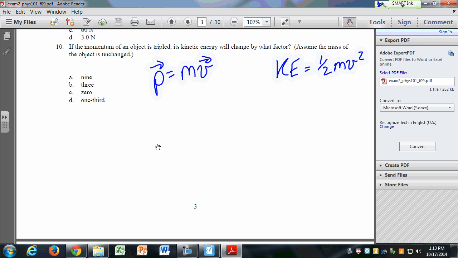So if I have 3 times the momentum, that means I have 3 times the speed. And if I have 3 times the speed over here, that means I have 9 times the kinetic energy. So just knowing those formulae, and then knowing how if one variable changes, how the others change as well. Those are good questions to ask.